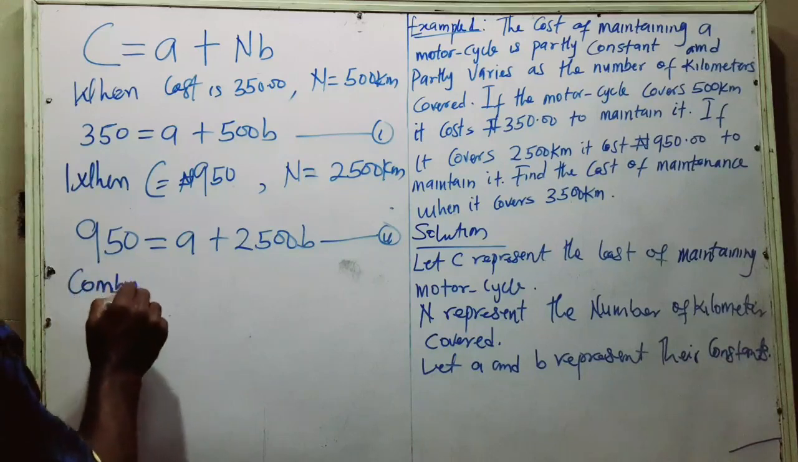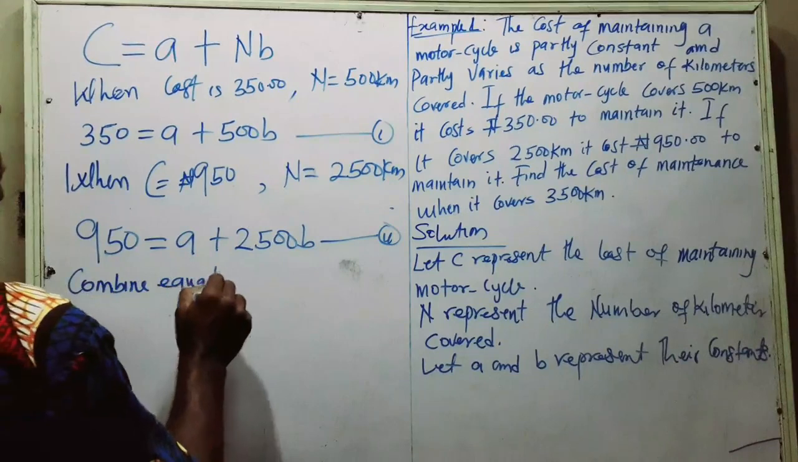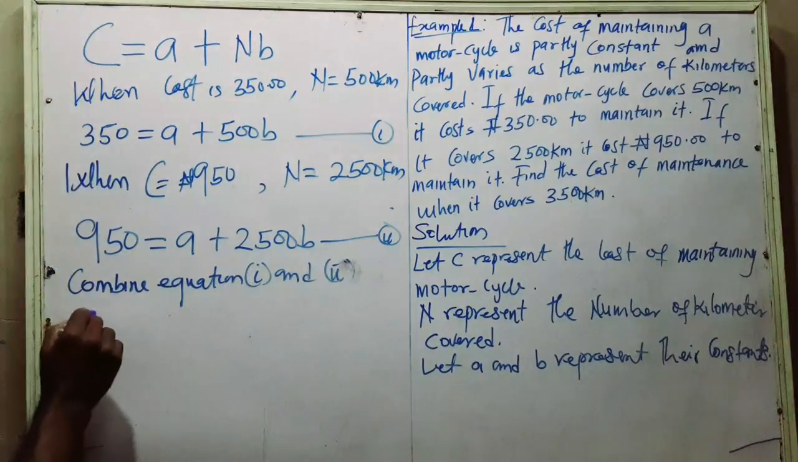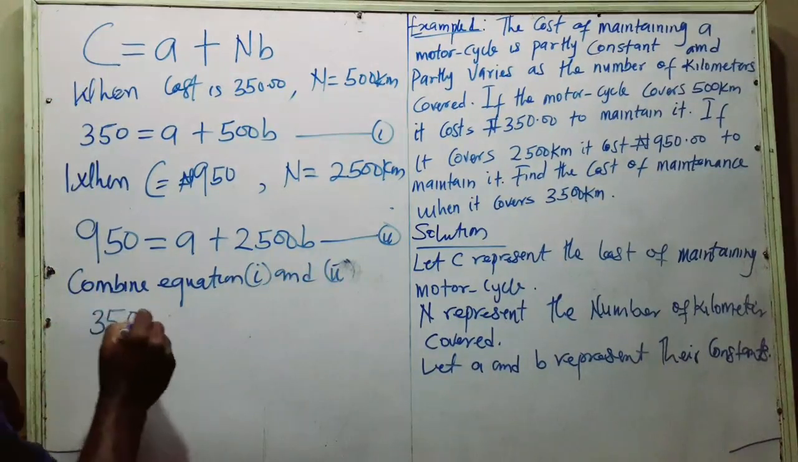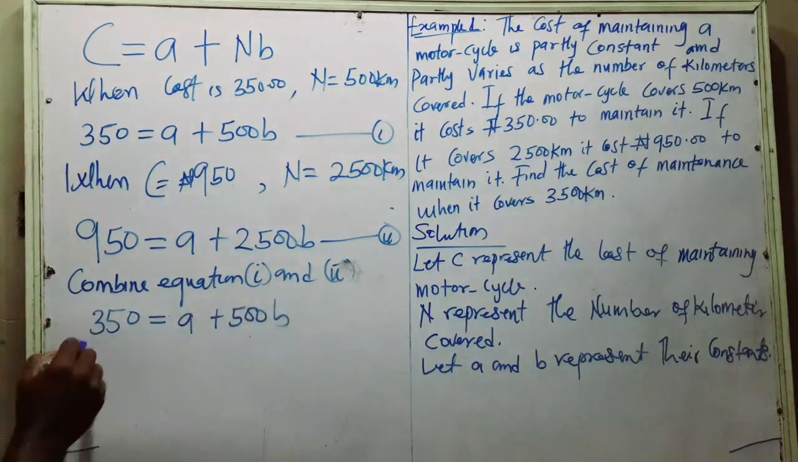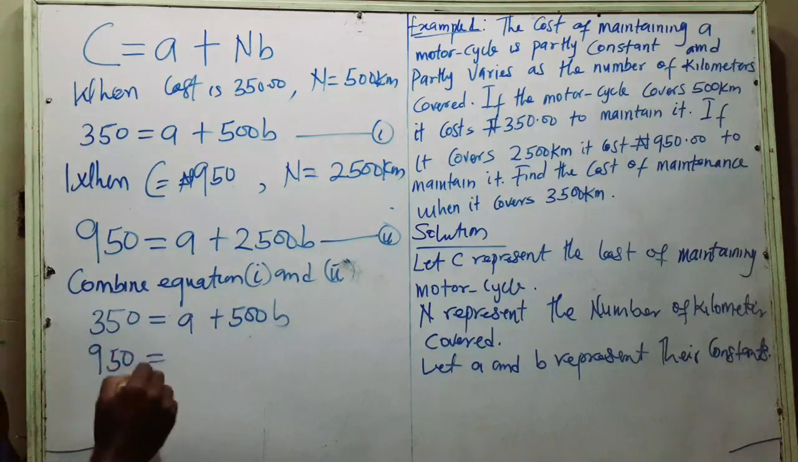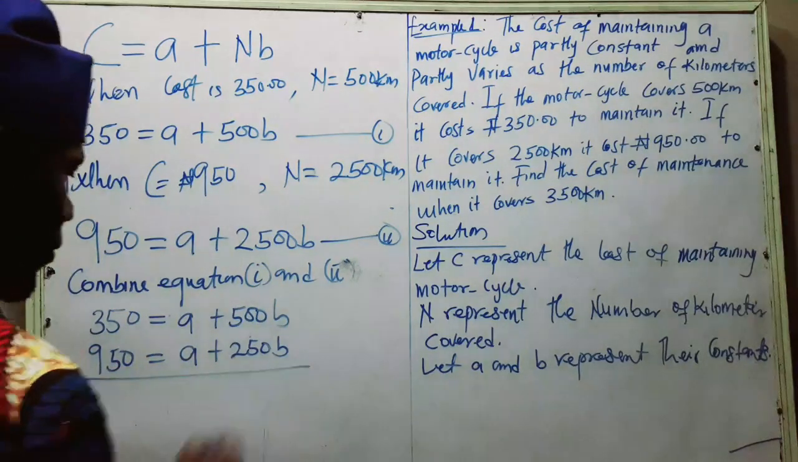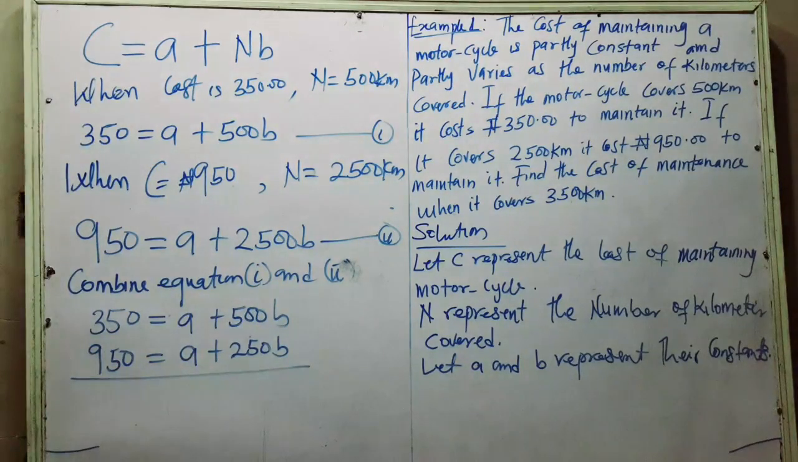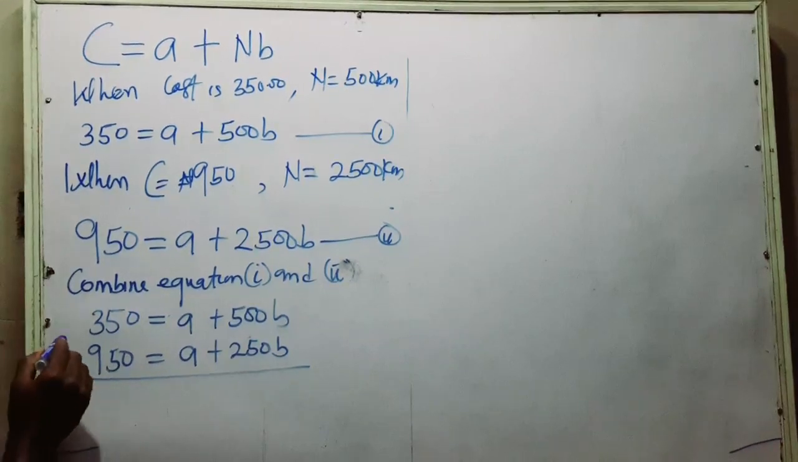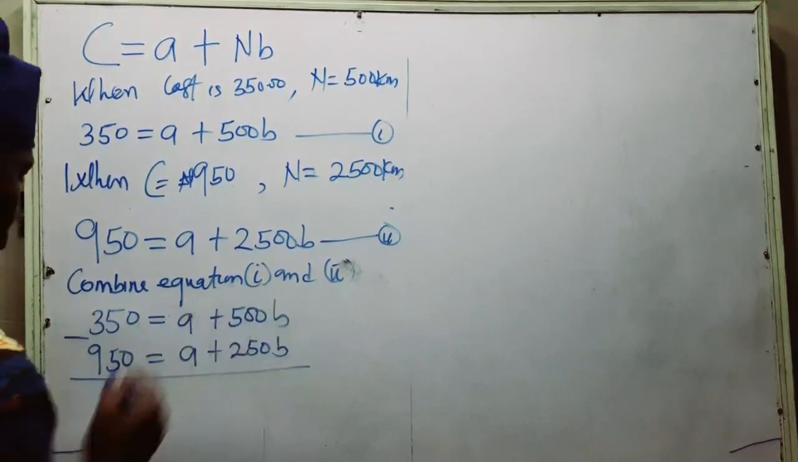Combine equation 1 and 2 together. So we have 350 is equal to A plus 500B, and 950 is equal to A plus 250B. So we have reached a place to solve as a simultaneous equation. Let's apply the attitude of minus. Let's subtract equation 2 from 1.